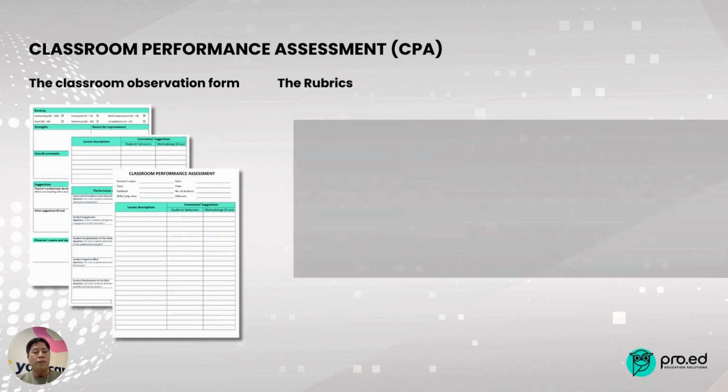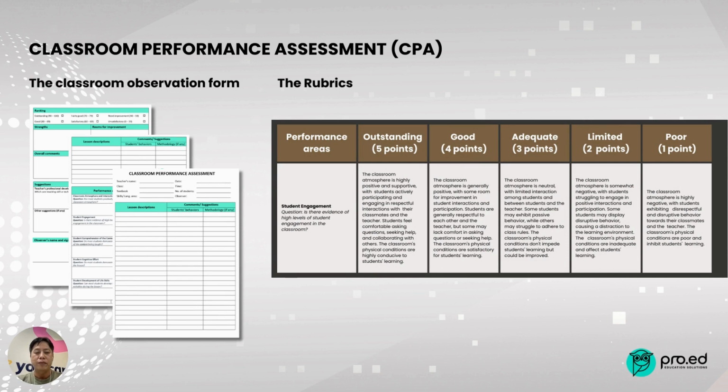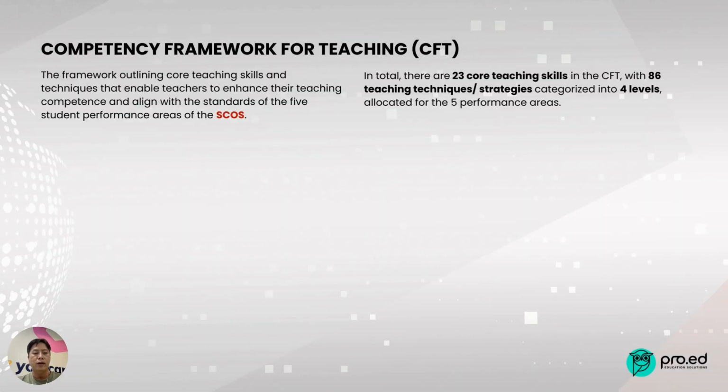And then the rubrics. For the rubrics, you can see that this is a 5-scale rubric for each performance area, from outstanding to poor. This rubric is very easy for the observer to mark the lesson, and also very easy for the teacher to see where they are. The second component is the CFT, Competency Framework for Teaching.